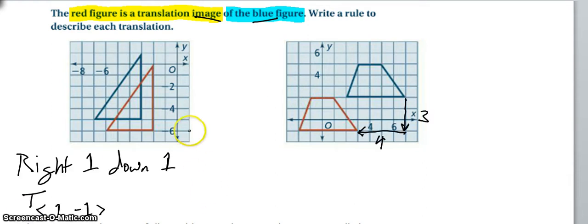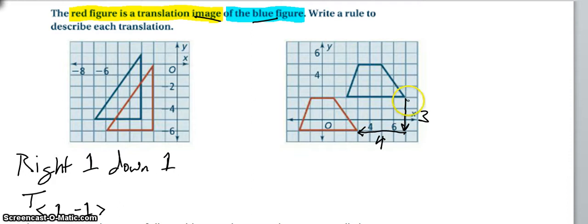So paying attention that we're going blue to red, no matter which point I pick here, we're going to the right 1 and down 1. So my translation, I could write translation notation as 1, -1. Now over here, you got to pay close attention that we're going from blue to red. A lot of people will try to go from red to blue because it's left to right, but you got to watch out for that trap.